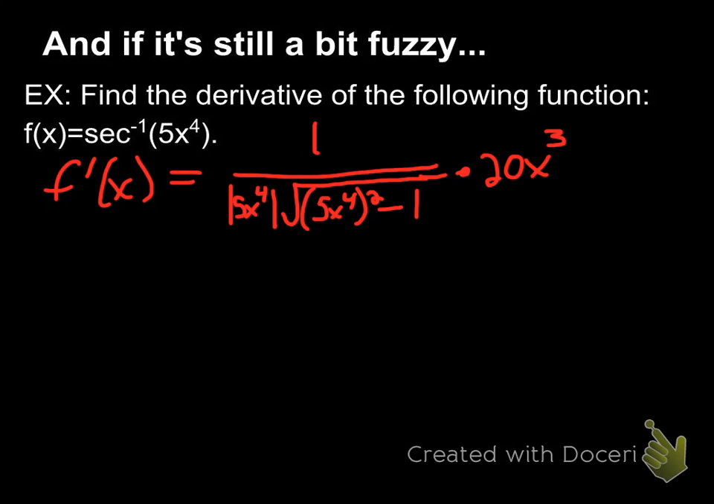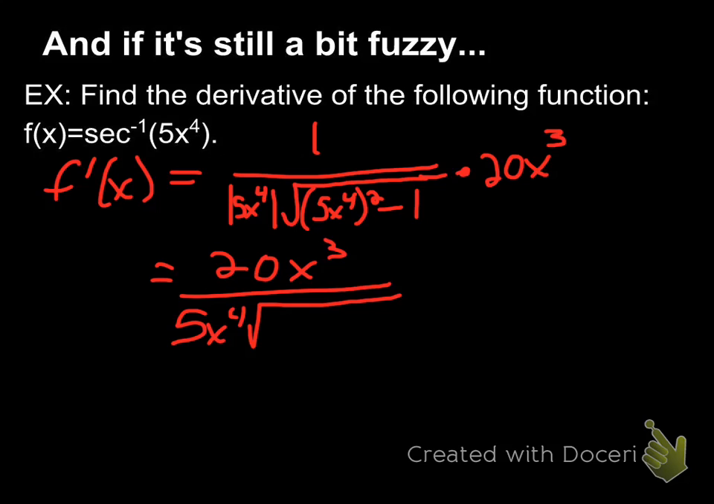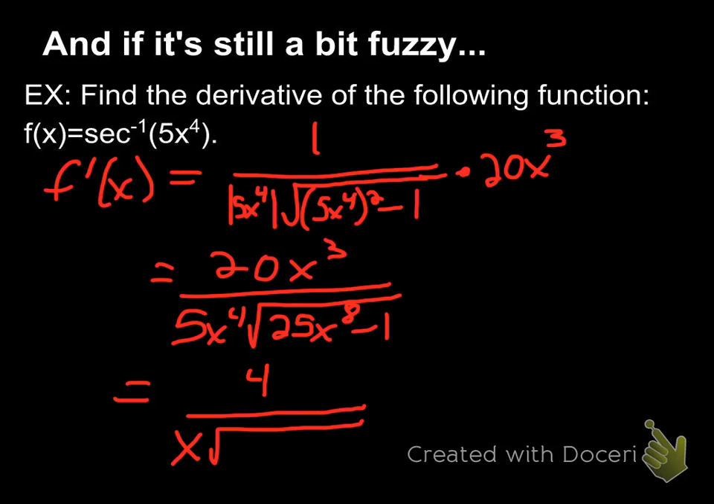The absolute value of 5x to the 4th, isn't that just the same as 5x to the 4th since it's never negative? So I think that we could rewrite this as 20x cubed divided by 5x to the 4th times the square root of 25x to the 8th minus 1. And then if we simplify a bit further, I think we're going to get on top just 4 divided by x times the square root of 25x to the 8th minus 1.